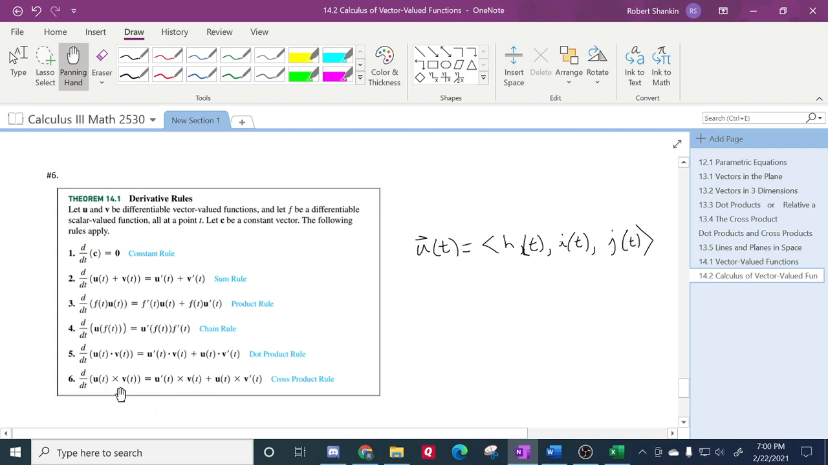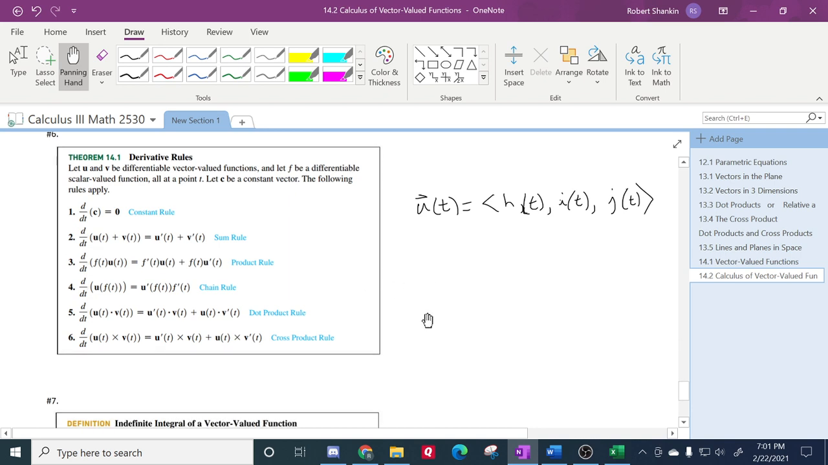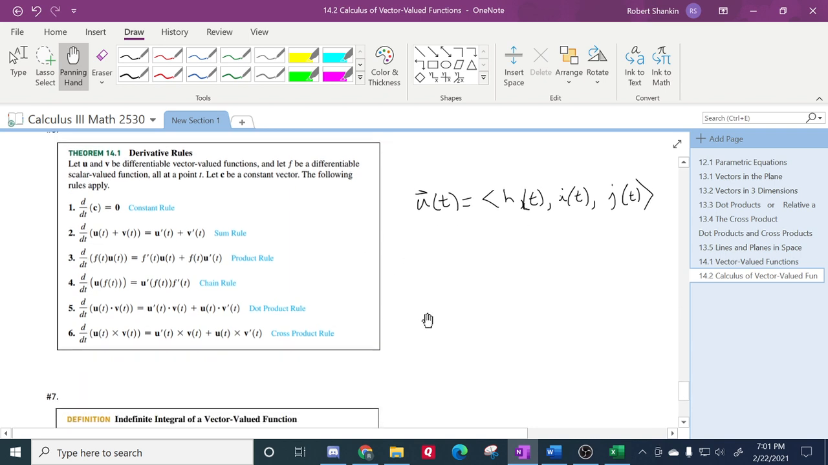And the cross product is some kind of multiplication too, of two functions. These are vector functions now, and that is just like we'd expect when you take the derivative of the product of two functions. Any questions here? All right.